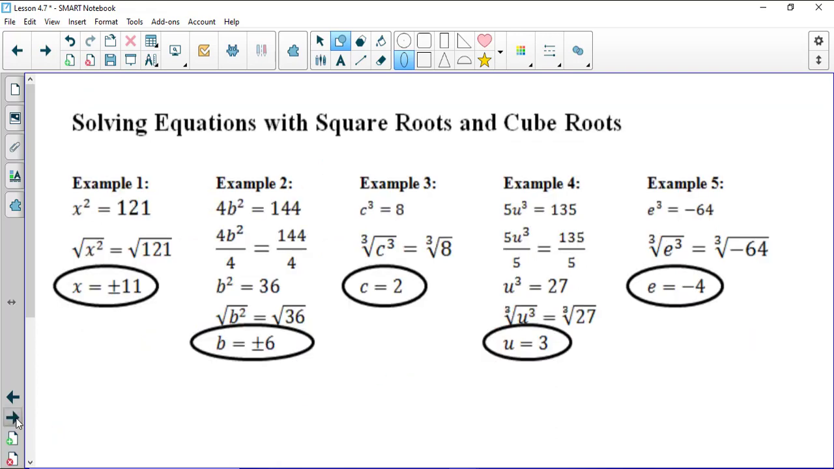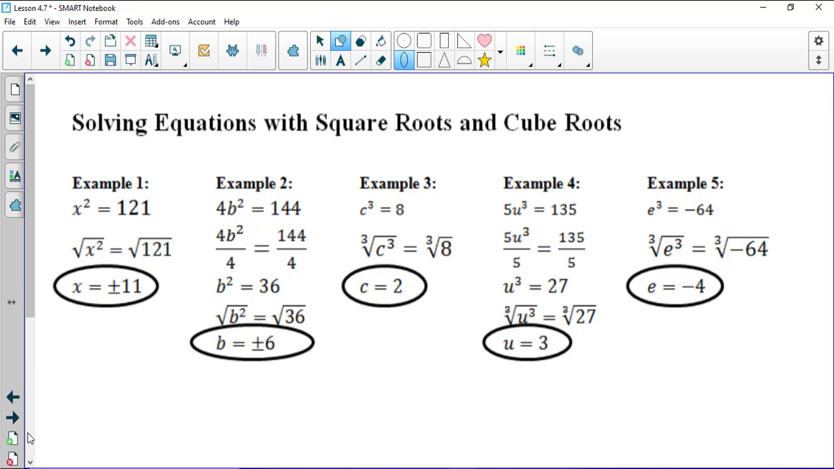All right, so we're going to apply this a little bit. We're going to solve equations again, but this time these are going to be equations that contain square roots and cube roots. And we actually solved equations that contain square roots previously, so this is a short, easy lesson. It's something that we've done in the past. There's a bunch of examples typed up for you to take a look at.